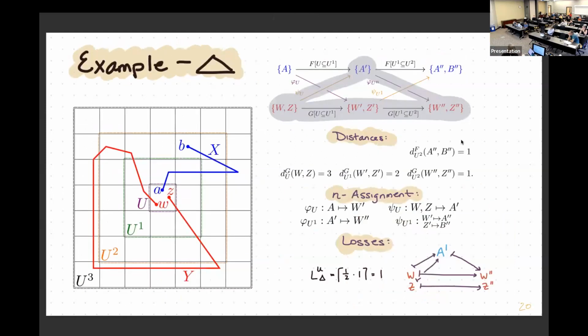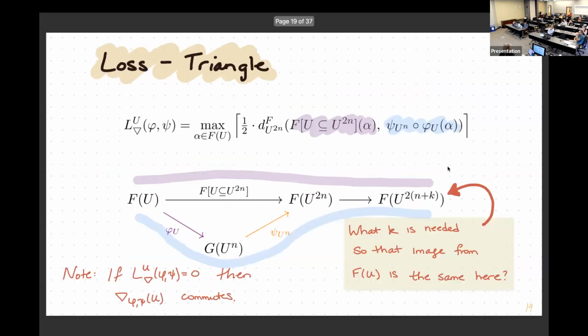And so we can do a similar thing with the same example, right? So in this case, if I follow along this triangle, W and Z, again, still go to the same place up top and then come back down to W double prime. If I follow along the bottom, they go to the two different options, and the distance between those two things is 1.